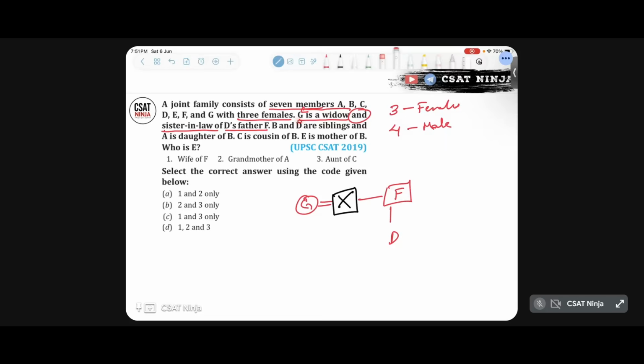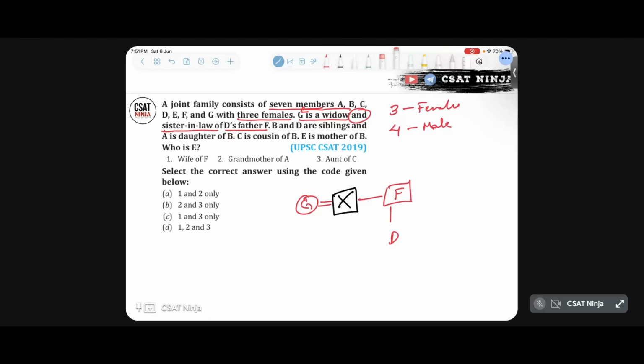You read the statement here. G is a widow, okay. G's husband is dead. But G is what? Sister-in-law of D's father F. That means F's sister-in-law is G. That means F's brother's wife is G. And D's father is F. That means I don't know the gender of D here. It can be male or it can be female.